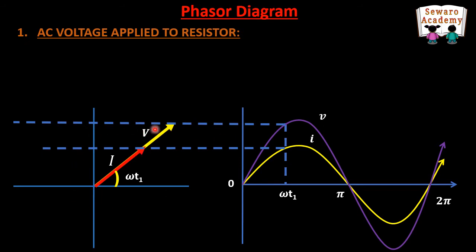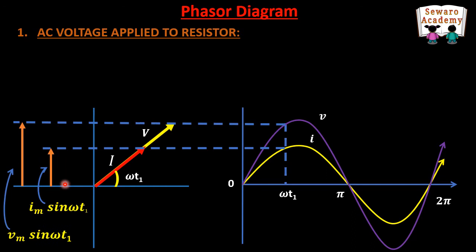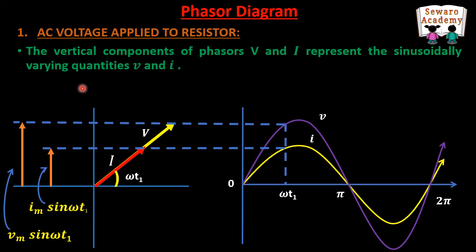Now in this phasor diagram, both the current and the voltage phasors have a vertical component as well as a horizontal component. The vertical component of the current phasor represents the sinusoidally varying current, which is given by I equals Im sin omega t1. Similarly, the vertical component of the phasor V represents the sinusoidally varying voltage, given by V equals Vm sin omega t1. So we can say that the vertical components of the phasors V and I represent the sinusoidally varying quantities V and I.